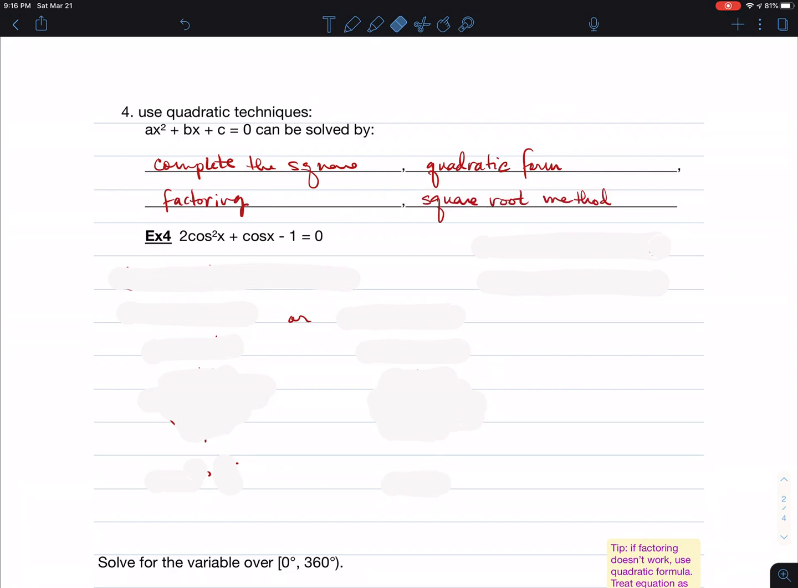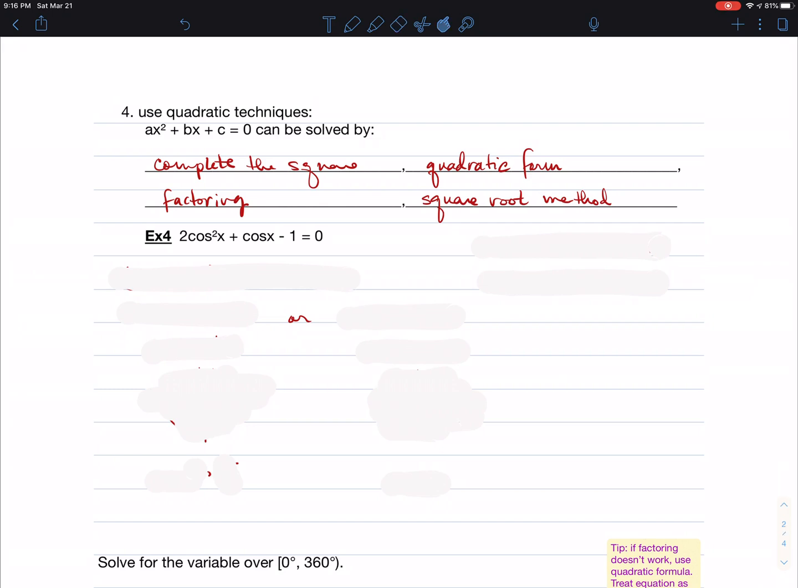A lot of students say, well, Ms. Roberts, which one is your favorite? Which one do you use all the time? And honestly, there are times when one is much easier than another. So I use all 4 of them. It just kind of depends on what kind of question it is to begin with.